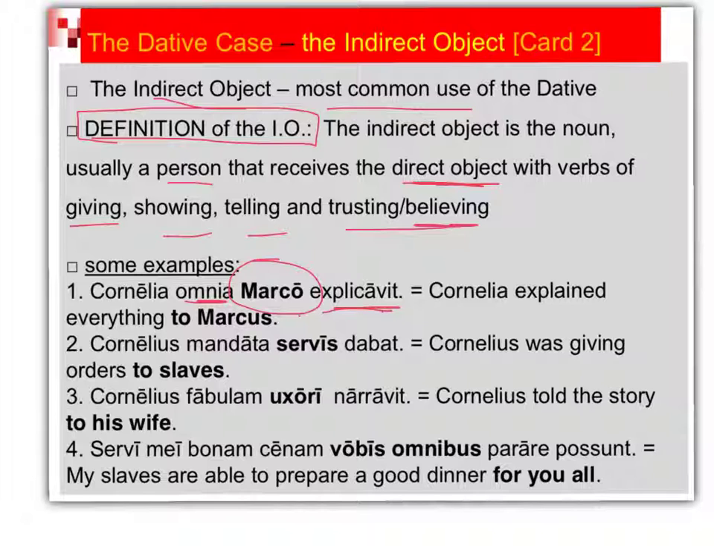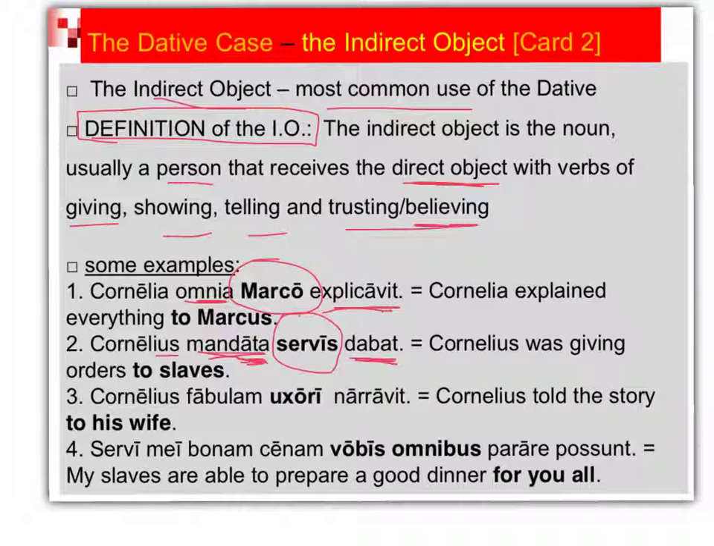Number 2, Cornelius dabat, was giving, mandata, orders, servis, to the slaves. So the slaves are the indirect object. They were receiving the direct object, the commands or the orders.